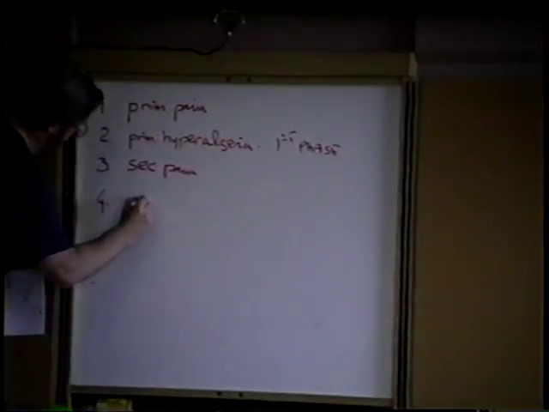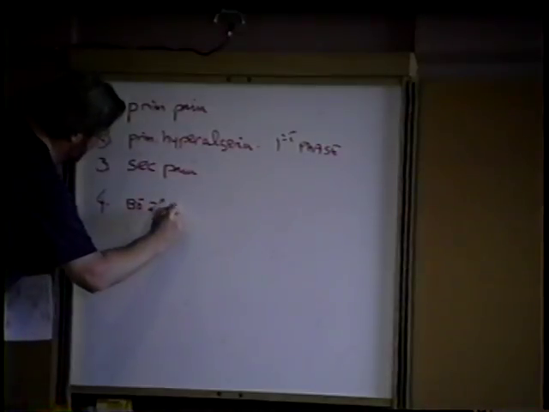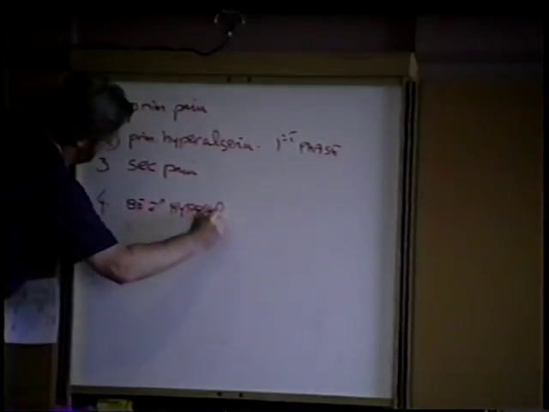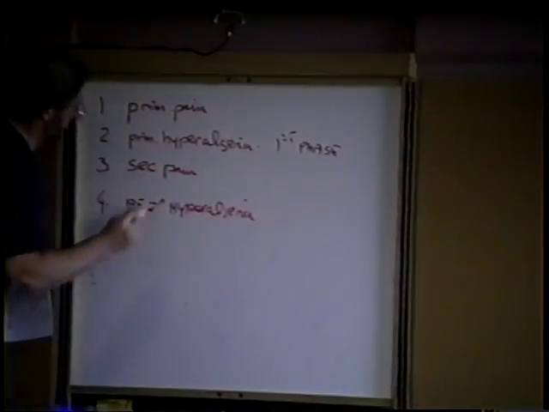Number four. And that's again a little bit up and down. Four will be probably the beginning of the secondary hyperalgesia. So the beginning of the secondary. And number five will be the primary hyperalgesia, the second phase. That's at the injury site. That will take the longest time.